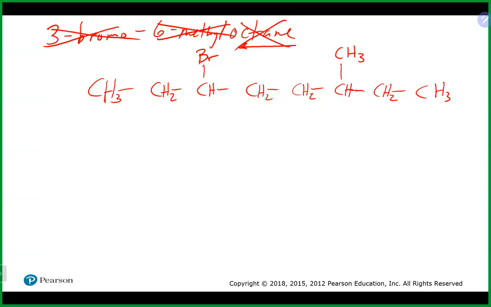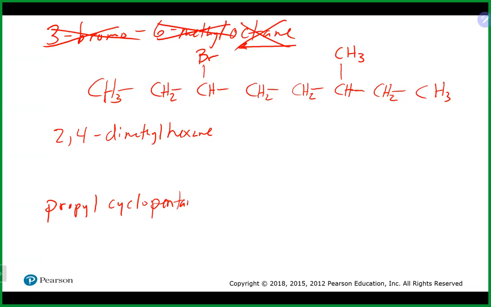All right. Why don't you try one here? Let's do 2,4-dimethylhexane. And why don't you draw propylcyclopentane. All right, draw each of those structures there.